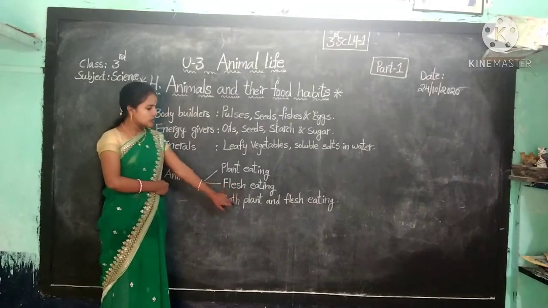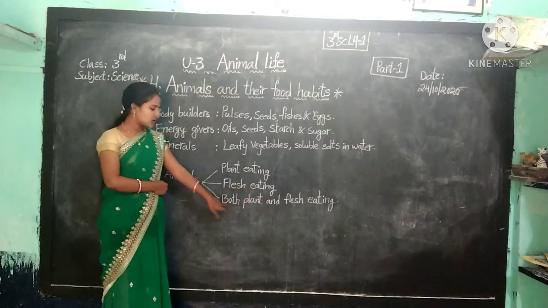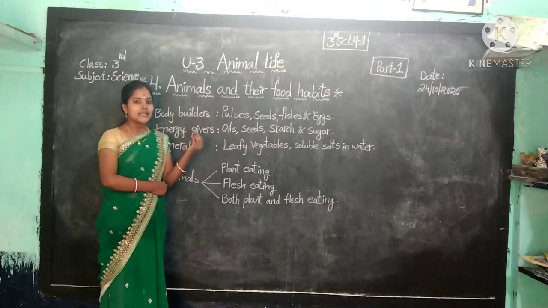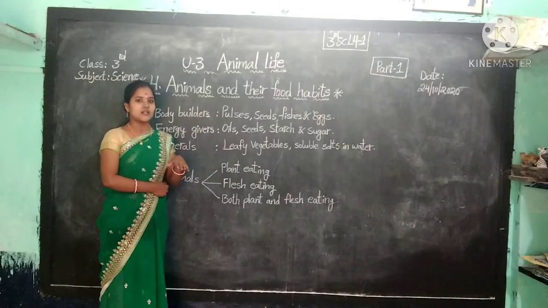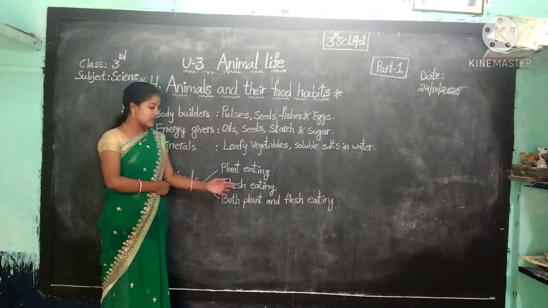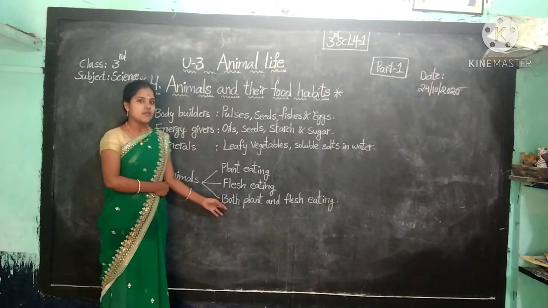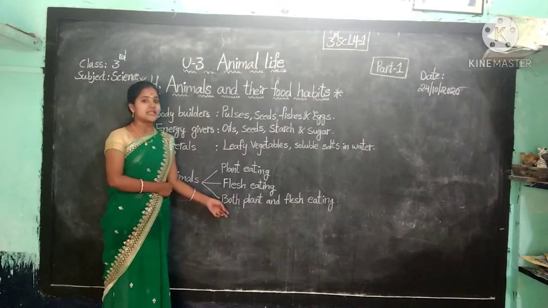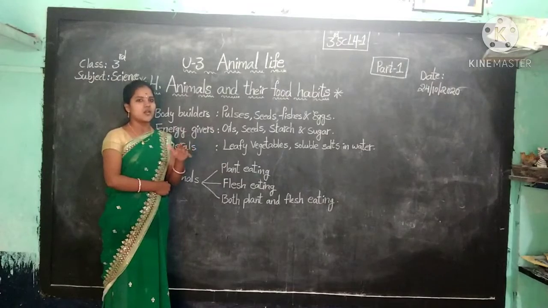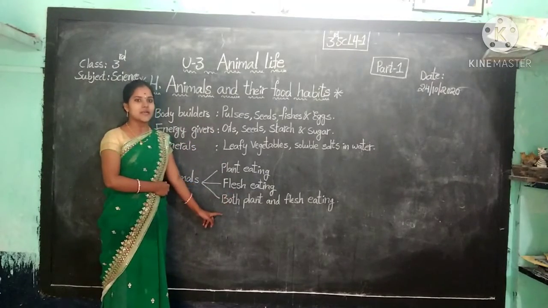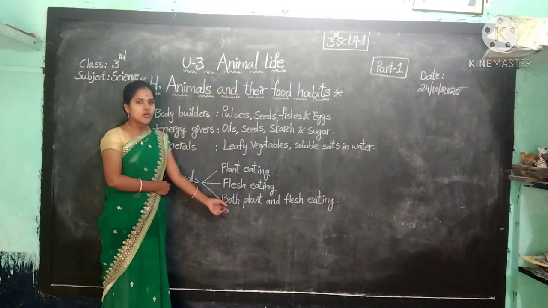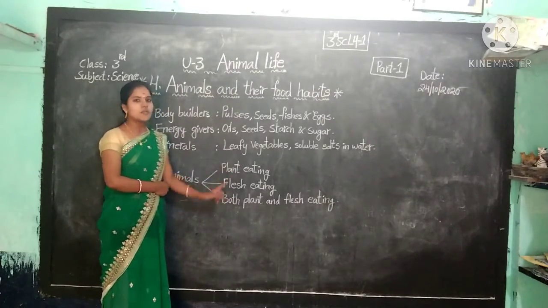And next one, both plant and flesh-eating animals. The third one, both plant and flesh-eating animals. The animals that eat both plants and flesh are called both plant and flesh-eating animals, and these are also known as omnivorous. What is that, children? Omnivorous animals are nothing but the animals that eat both plant products and flesh also. Examples for omnivorous animals are deer, man, crow. These are all examples for omnivorous animals.